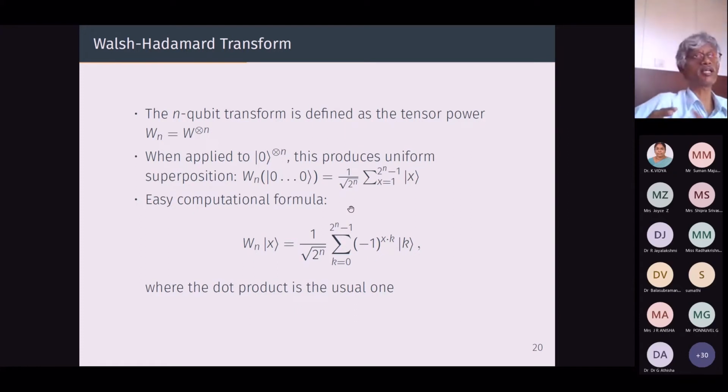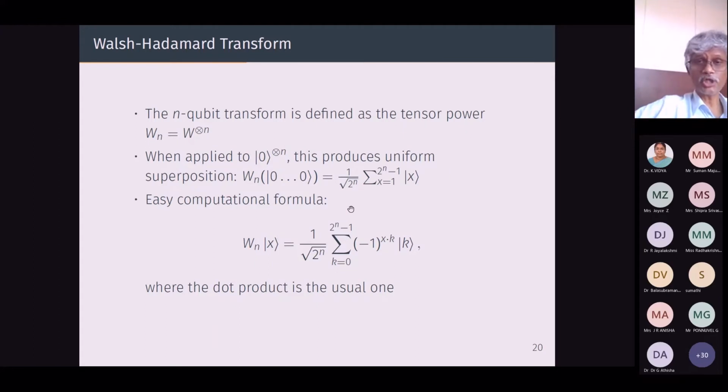But the effective thing we need is this formula, namely that Wn operates on the ket of x in the following way. You take 1 by square root of n, summation k equal to 0 to n minus 1, since you're in an n qubit scenario, of minus 1 to the power x dot k, times the ket of k.